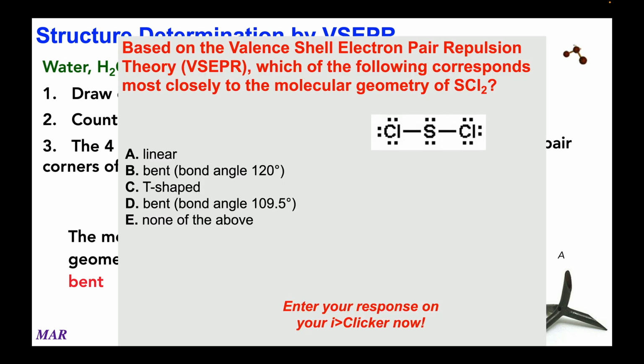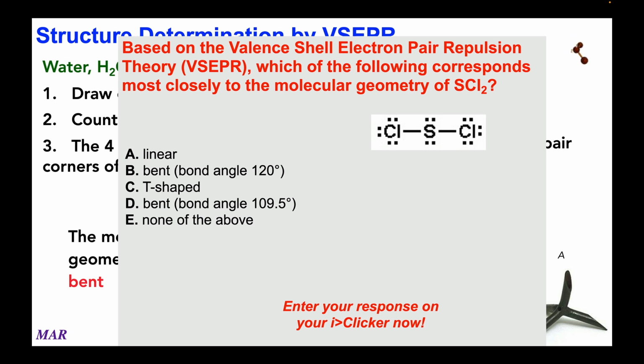So let's apply VSEPR rules to sulfur dichloride, SCl2. What would be the molecular geometry of SCl2 specifically? When you draw the Lewis structure for SCl2, the sulfur's in the middle of the chlorines. The sulfur has 2 lone pairs and 2 bonding pairs around it. So if you count up the total pairs, that's 2 bonding plus 2 lone pairs, 4 pairs total. That's going to be tetrahedral. But tetrahedral is the electron pair geometry around the sulfur. So we know that all of those angles will be about 109 degrees or so.